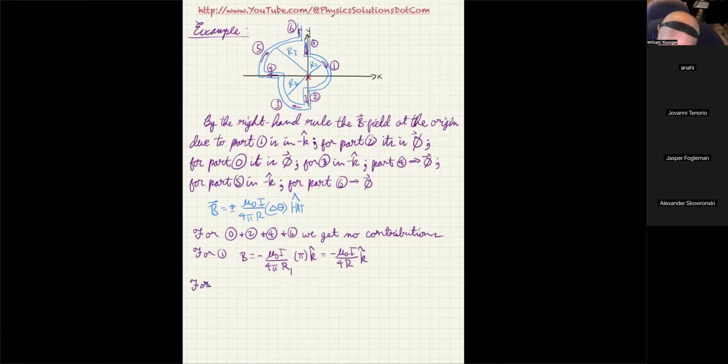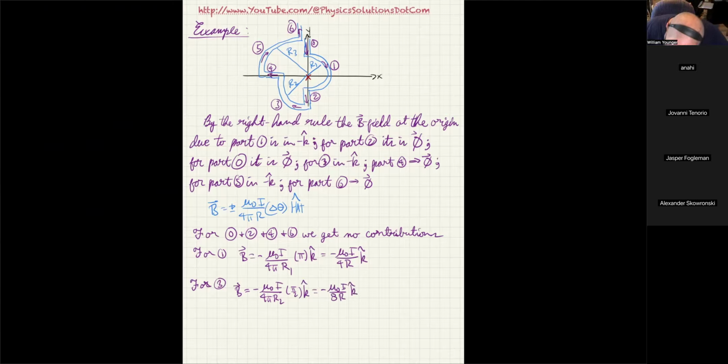Now I'm going to do part 3. B in this case is going to be, again, negative mu 0 I over 4 pi. This time the radius is R2, so I'm going to put that there. And the direction is k hat, but in this case I've got pi over 2 and then k hat. So this is going to equal negative mu 0 I over 8 R2 k hat.